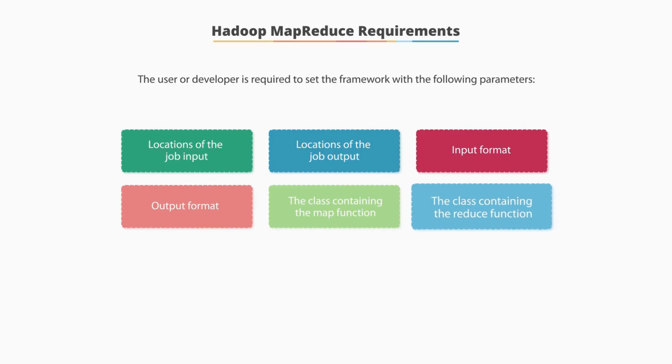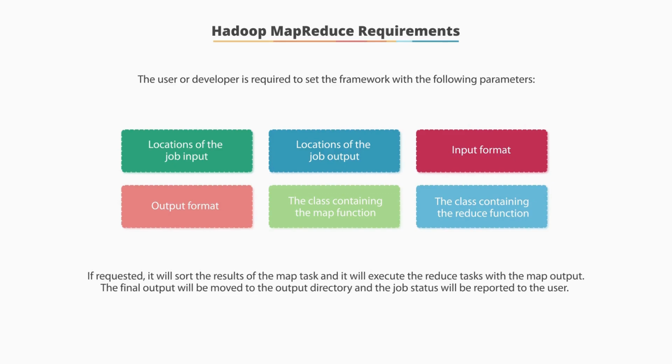code. The framework will partition the input, schedule, and execute map tasks across the cluster. If requested, it will sort the results of the map task, and it will execute the reduce tasks with the map output. The final output will be moved to the output directory, and the job status then reported to the user.